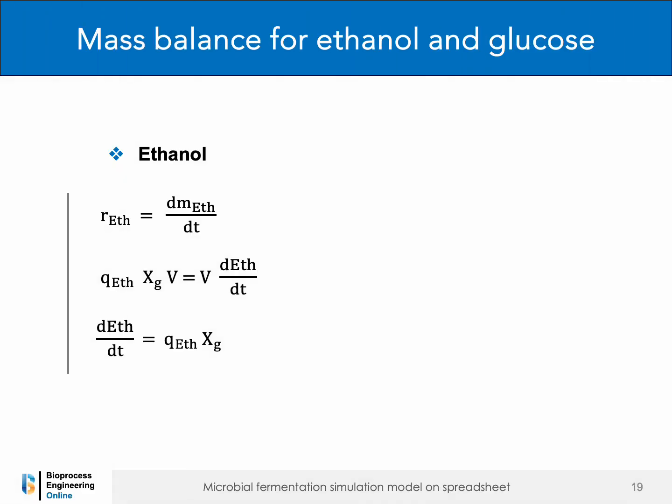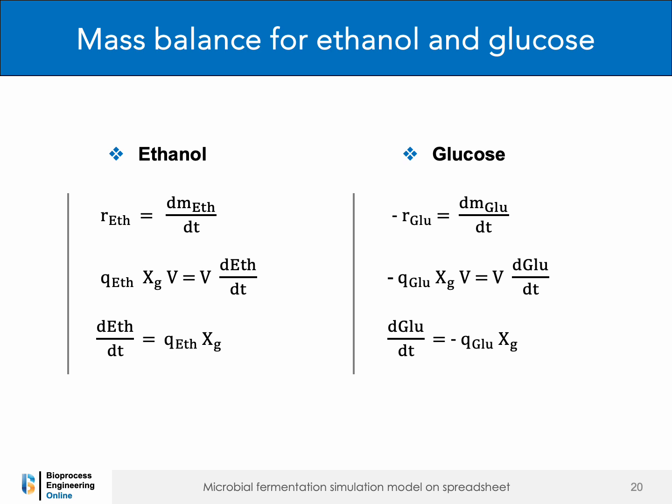For the produced ethanol, the instantaneous balance in grams of ethanol per hour on the whole fermentation medium is Reth equals dmeth over dt. Reth is the ethanol production rate, and meth the ethanol mass. Introducing the specific ethanol production rate Qeth, the balance becomes Qeth xg V equals V deth over dt. Accordingly, the differential equation describing the time variation of the ethanol concentration, eth, is deth over dt equals Qeth xg.